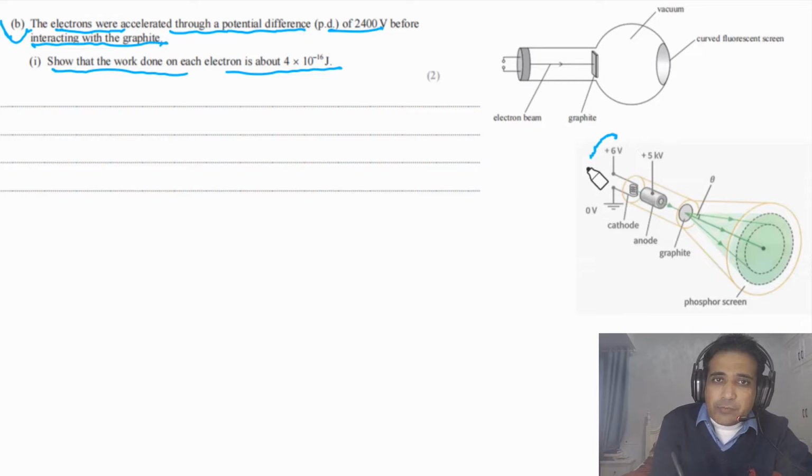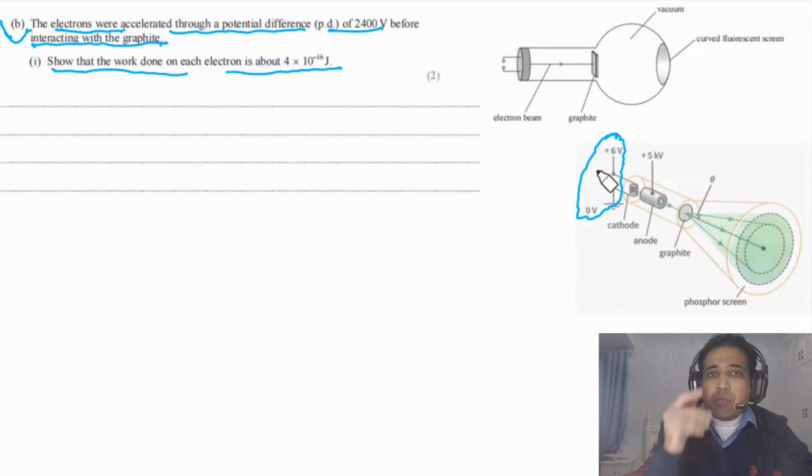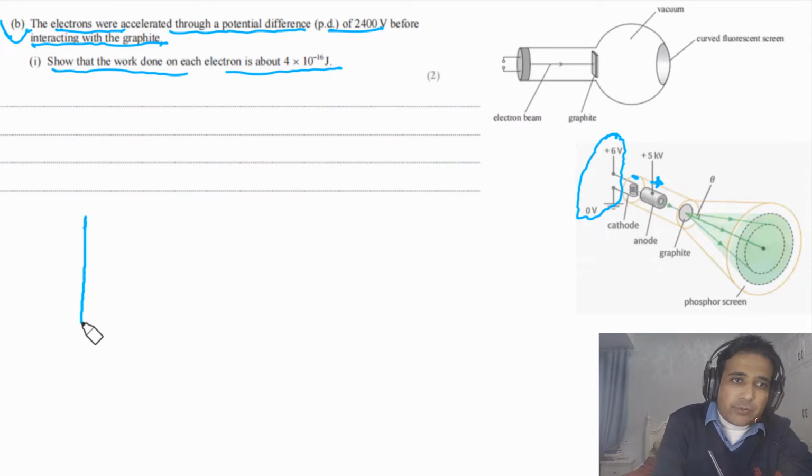If you look at this figure, first of all we produce electrons, which means electrons will be emitted, and then there is a potential difference between the cathode and this anode, the positively charged plate. Electrons will accelerate and gain kinetic energy, and work will be done by the electric field. So how can we calculate that work done?